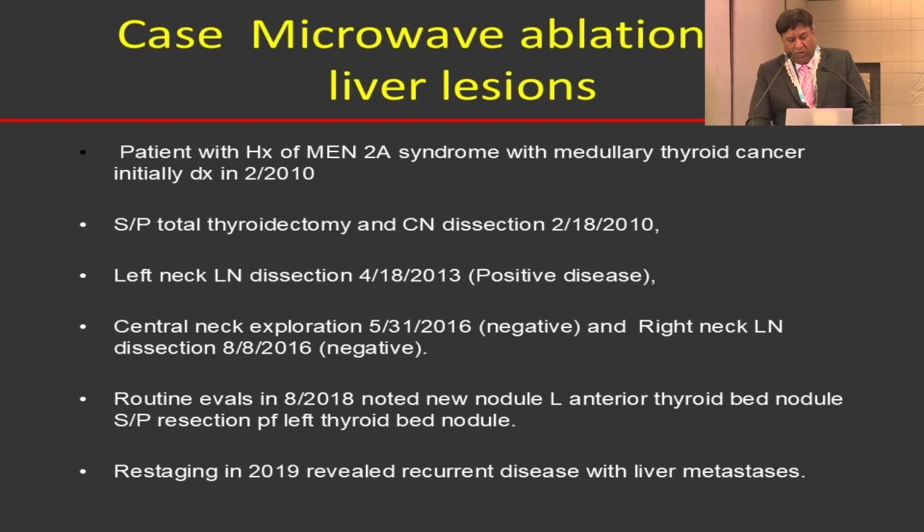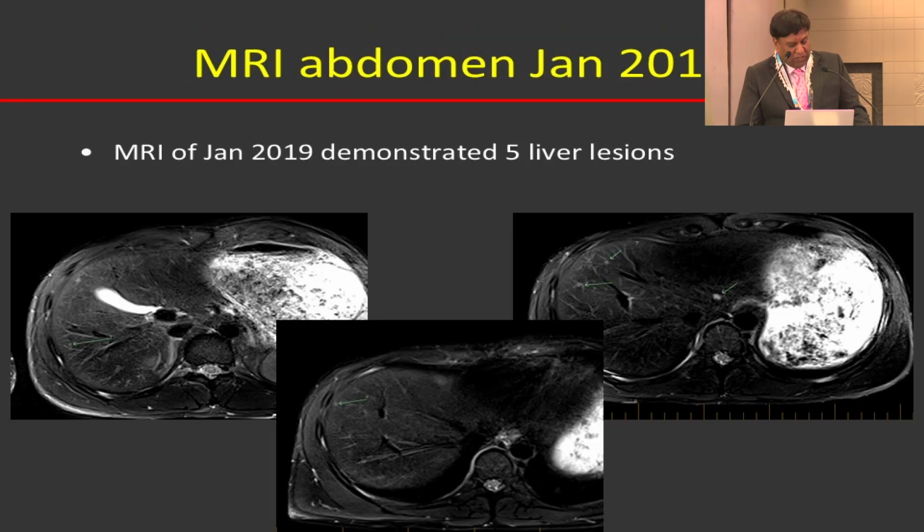This is the one case I'm going to show you guys. We did microwave ablation of 7 liver lesions in one single patient under ultrasound. This is a MEN2A syndrome patient with medullary thyroid cancer, initially diagnosed in 2010. Over the next 10 years, the patient underwent multiple therapies, resections, medical therapy, but unfortunately in 2019, the patient had recurrent disease and liver metastasis. As you can see with green arrows, there are 5 lesions over 3 slides on MRI.